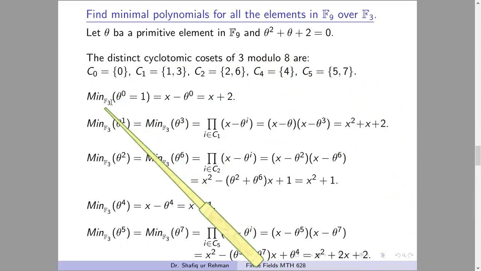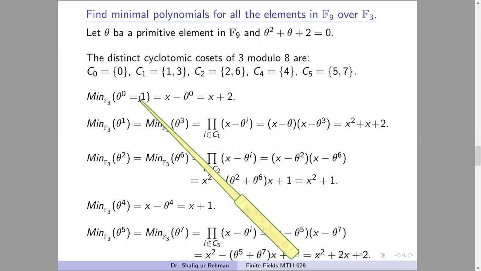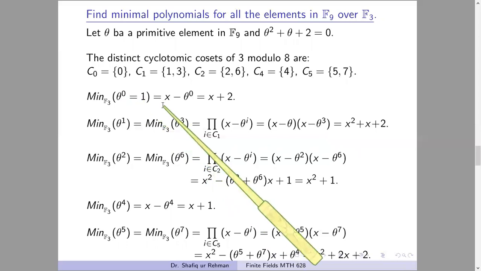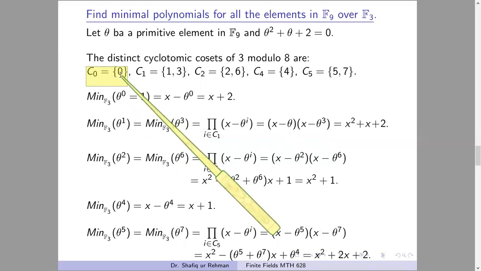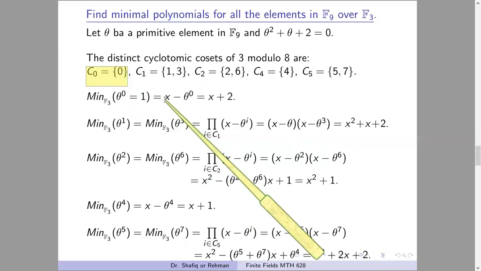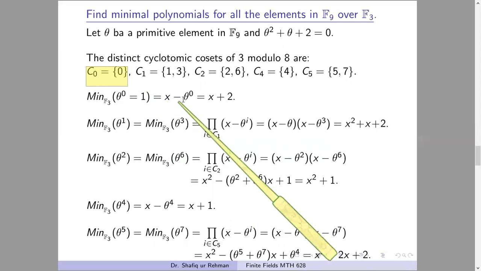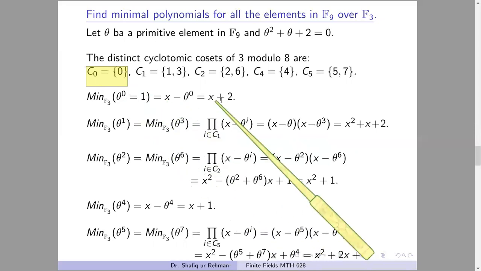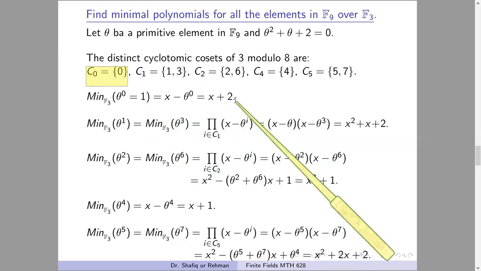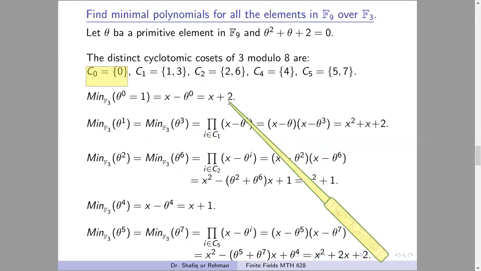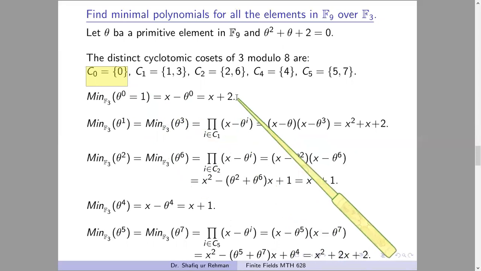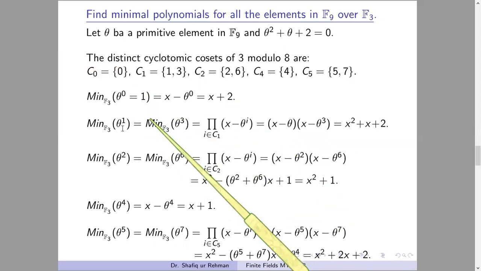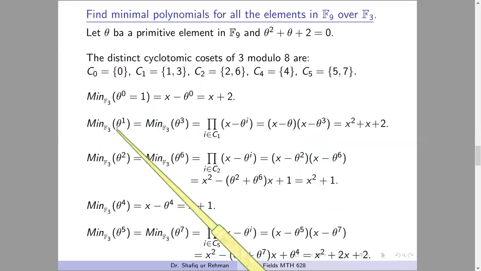And now we will write the formula. First of all, the minimal polynomial of theta power 0. Because in this cyclotomic coset we have only one element, in this product we will have only one linear factor, that is x minus this power of theta. So we will get x plus 2, because we are in a field of characteristic 3, therefore minus 1 equals 2. And then we will find the minimal polynomial of theta 1.